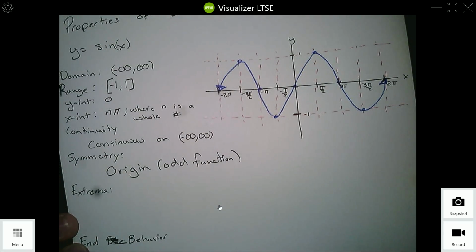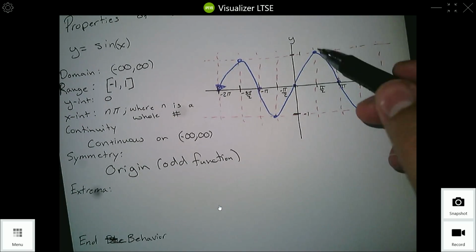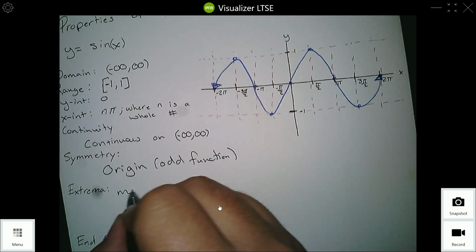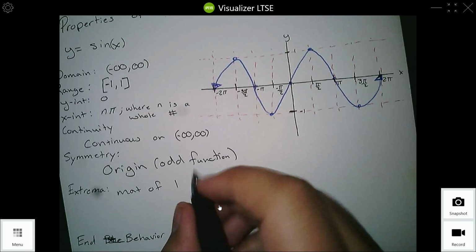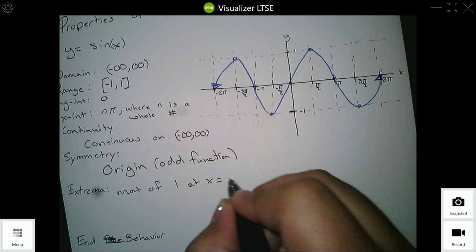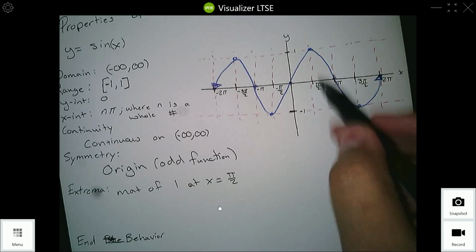Okay. The next one we're going to talk about are extrema. So for extrema, we're talking about maxes or mins. For this type of sine function, we do have maxes and mins. We have a max right here, and we have a min right here. So we're going to say a max of 1 at x is equal to pi over 2, right? So pi over 2 we have right here.